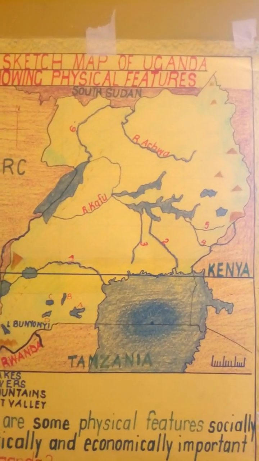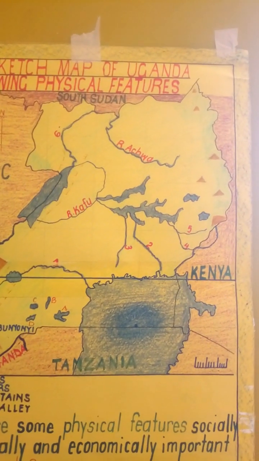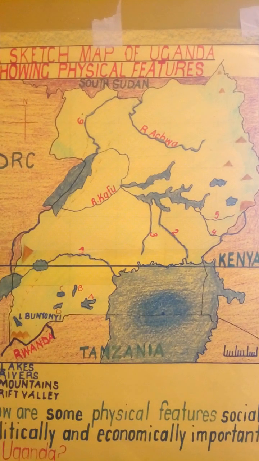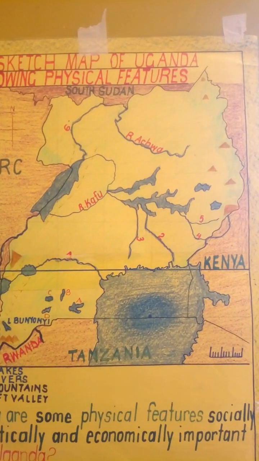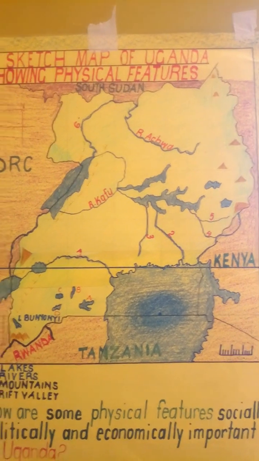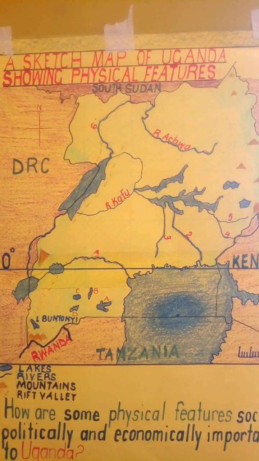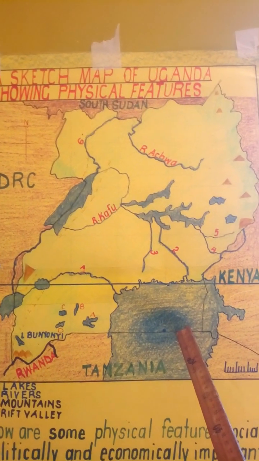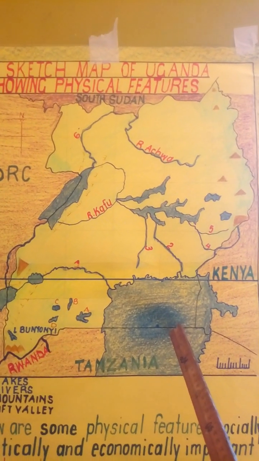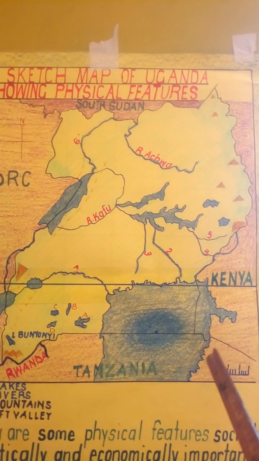Now the physical features of Uganda, we can look at the drainage ones, those that appear in form of water. This was just a map which was sketched by Jimmy, the one talking right now, your teacher. Look at this. This is a drainage feature. And this is the lake we know as Lake Victoria, which covers the largest part.